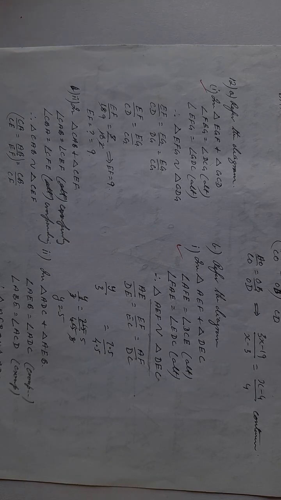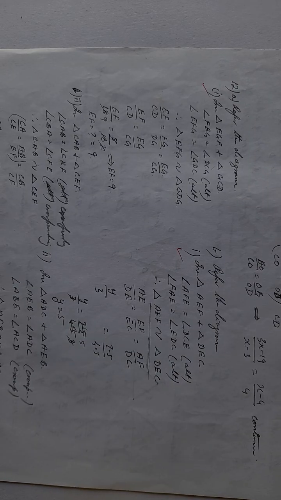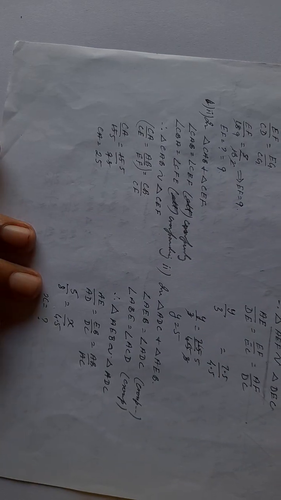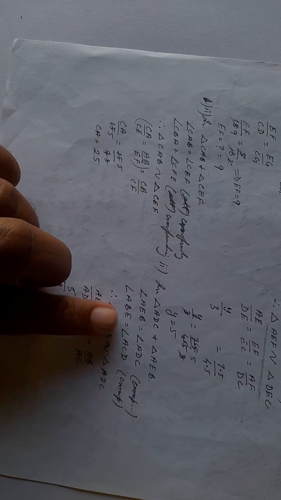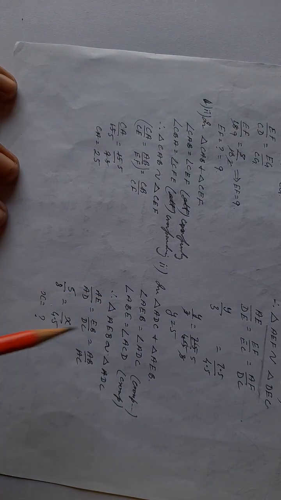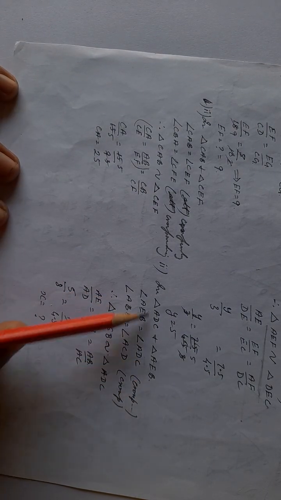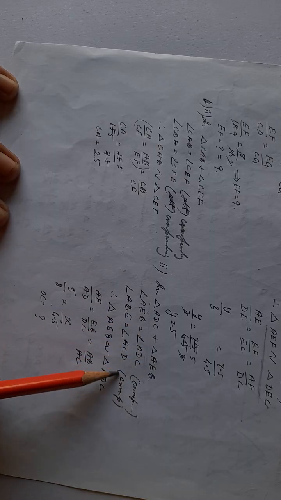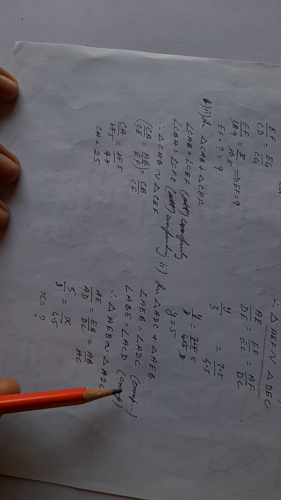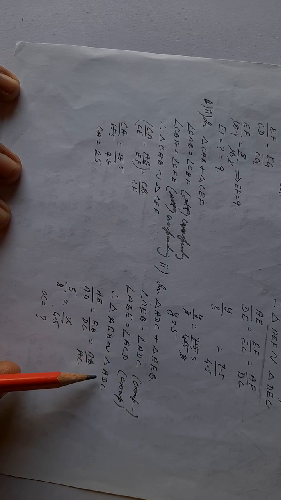EB is x. Taking triangle AEB and ADC, corresponding angles, because they are parallel, therefore the triangles are similar. Write the ratio and you will get it.